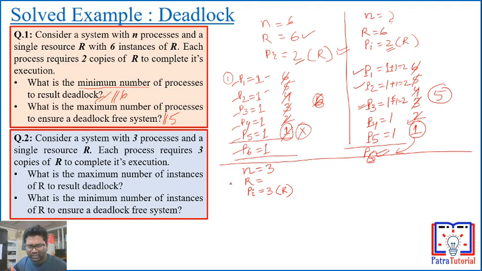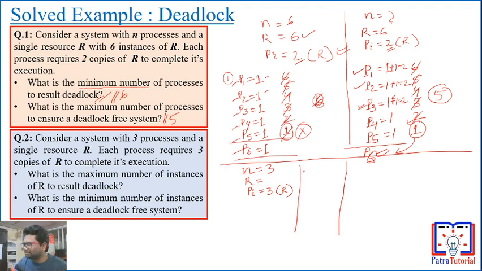Now what is the first question? Let me write here. I'm dividing like this. So the first question is: what is the maximum number of instances of r to result in a deadlock? So it is asking what is the maximum number of r, to result in a deadlock.